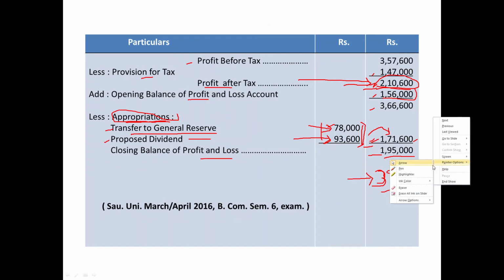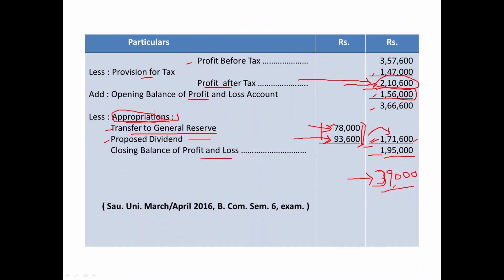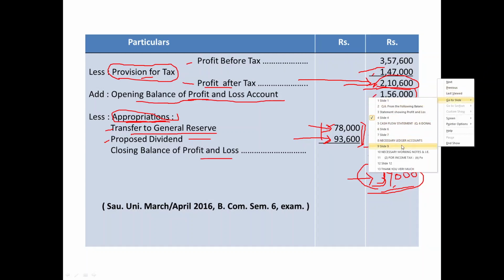Two appropriation items got over, proposed dividend and general reserve. Then opening balance of profit and loss account, we already saw it in the balance sheet also. Profit after tax, PAT, profit of the current year, from which we deducted the total of two appropriation items 171,600 and we verified the profit of the year 39,000. Once again, provision for tax, it is the current year's provision 1,47,000. Profit and loss account debited to income tax provision account credited.